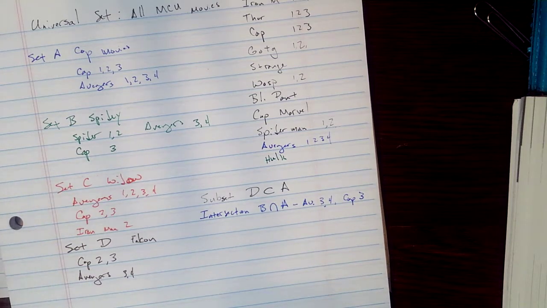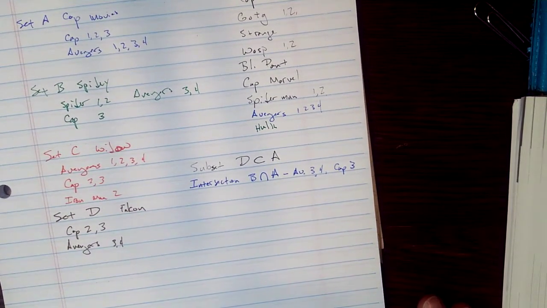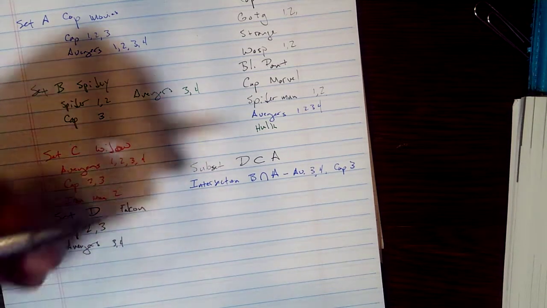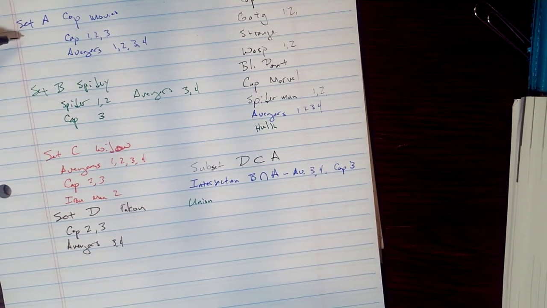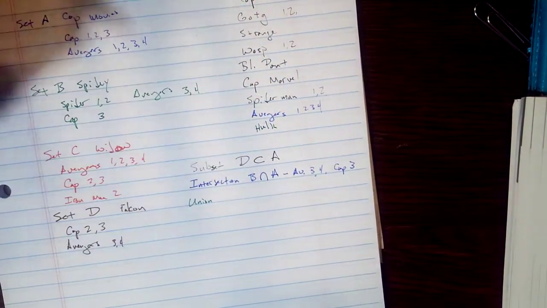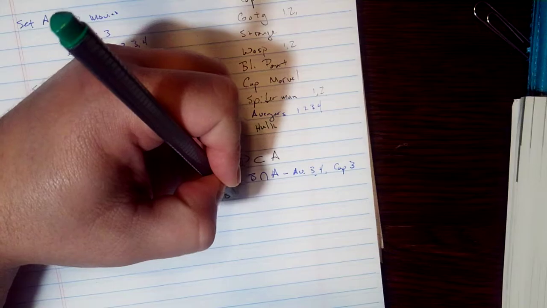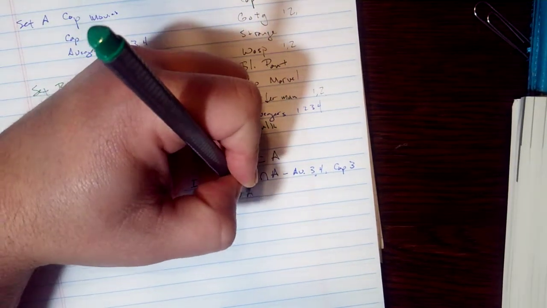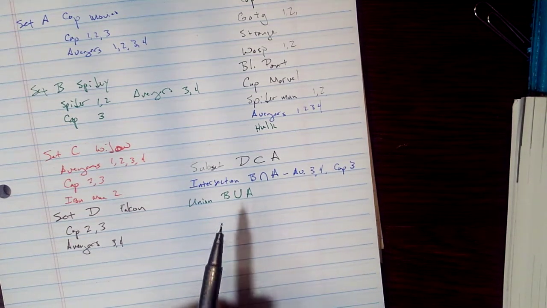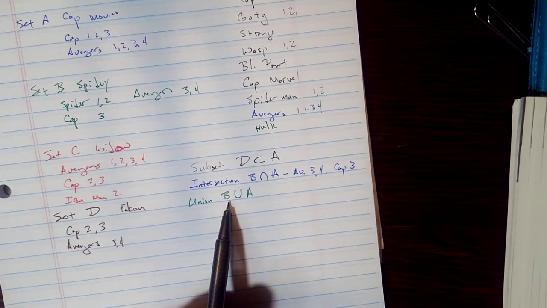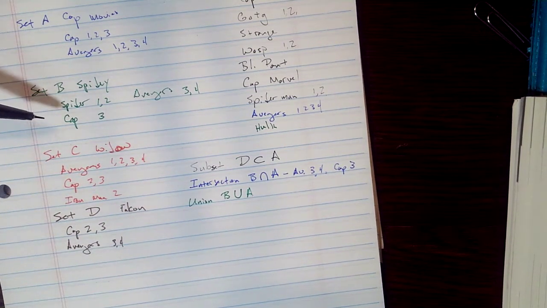Okay, the union. So union would be all the movies that contain either. So if I were to say union of Spidey and Cap, of B and this U sign, so again, the U stands for union, the upside down one is intersection. So the union of Spidey and Cap would be any movie that has either of these people.